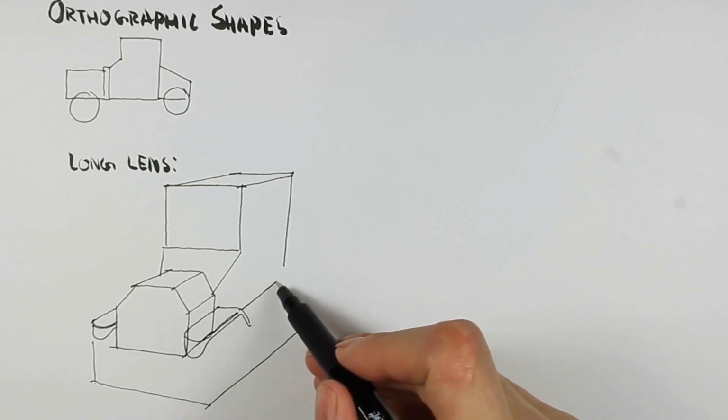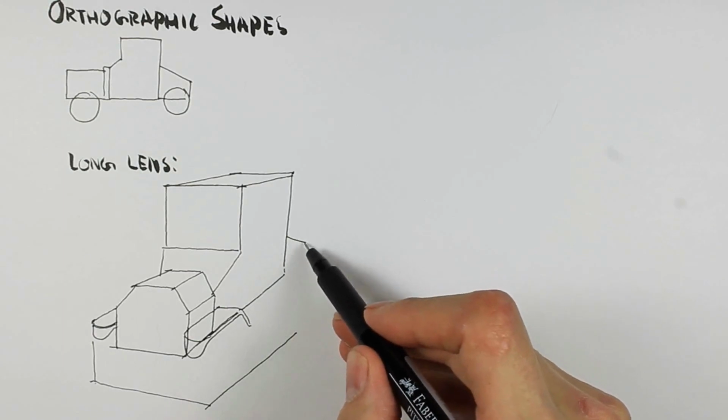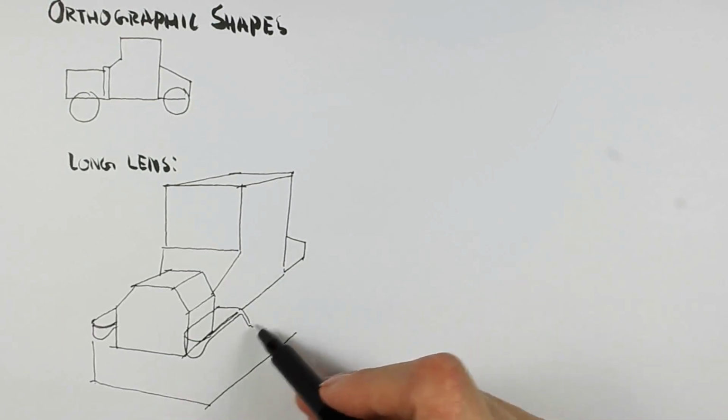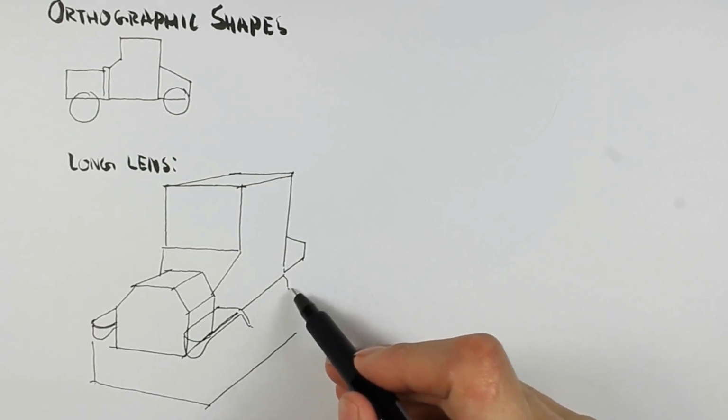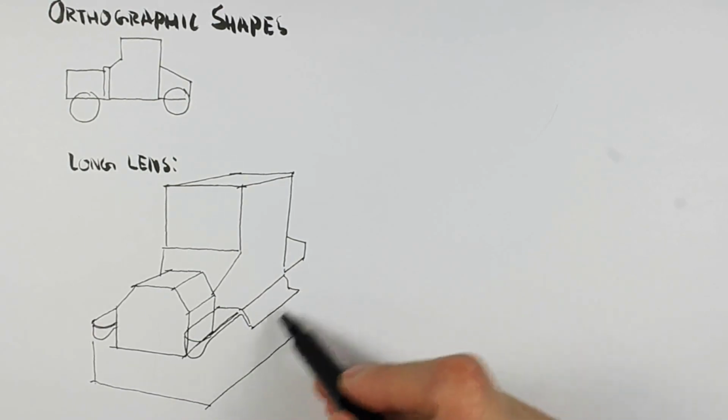There's a back trunk area. Platform for you to stand on. And the back covering of the back wheel.